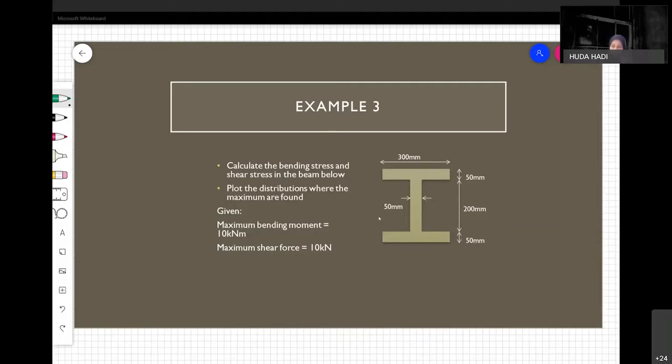So for example 3, calculate the bending stress and shear stress in the beam below. Plot the distribution where the maximum are found. Given. Okay, so dia dah bagi all this maximum bending moment and maximum shear force, which means that you don't need to calculate for the reaction and also draw the SFD and BMD. Since soalan ni dah bagi so tak perlu kira lagi.